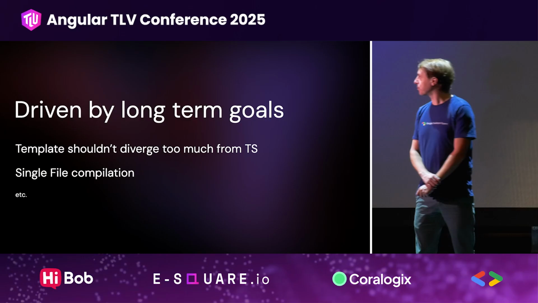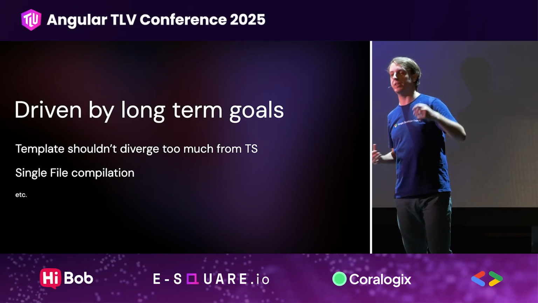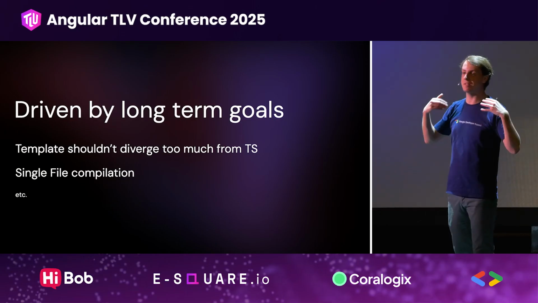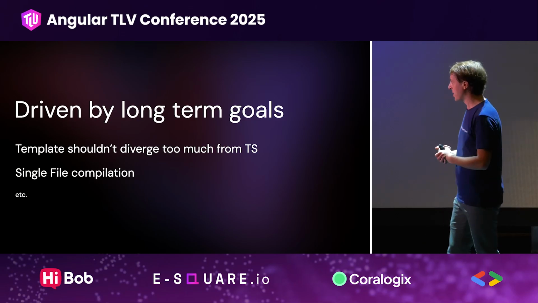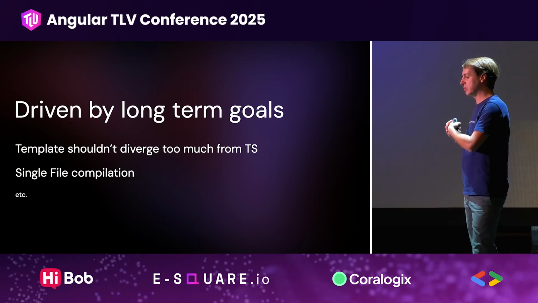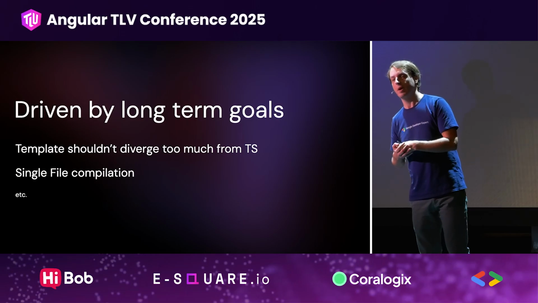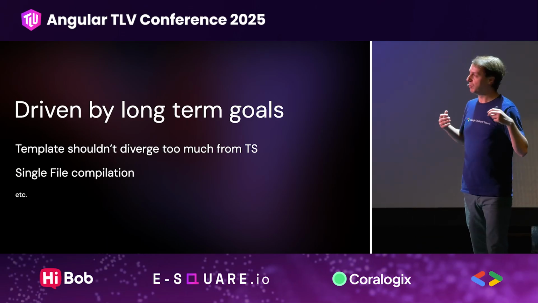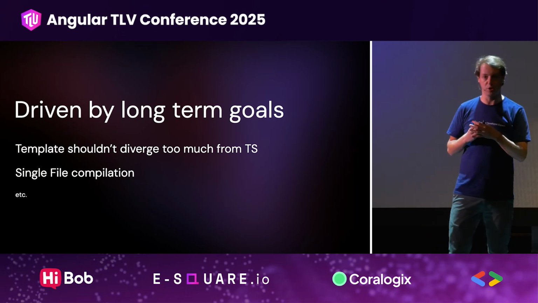Also, we believe that we should go towards some directions. So some big ideas, often that's not a single feature, but it's something that we want to go in the future. So when we choose to deny some improvements or to go for some improvements, they often follow main directions. Like, we believe that our template syntax should not diverge too much from JavaScript.